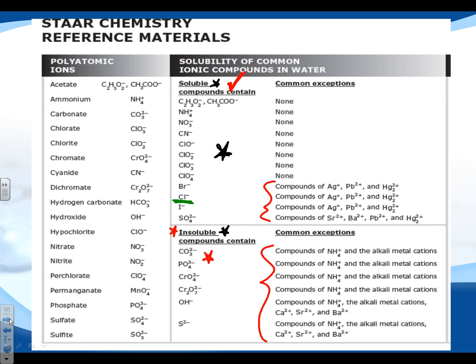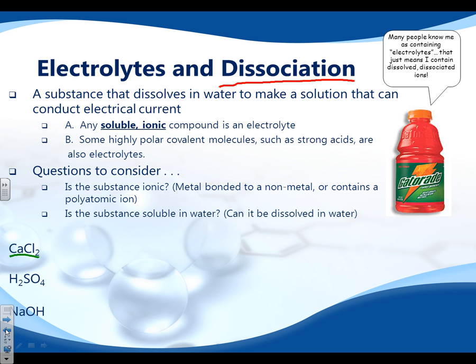It says that chlorine is soluble unless it's bonded to silver, lead, or mercury. So silver, lead, and mercury wouldn't be soluble. So I'll go back. Is this bonded to silver, mercury, or lead? No, it's not. It's bonded to calcium. So calcium chloride is soluble in water, and because it's soluble in water, if it were placed in water, it's going to break apart into its positive and negative ion. What is the positive ion here? It's calcium, the metal. It's a positive 2.